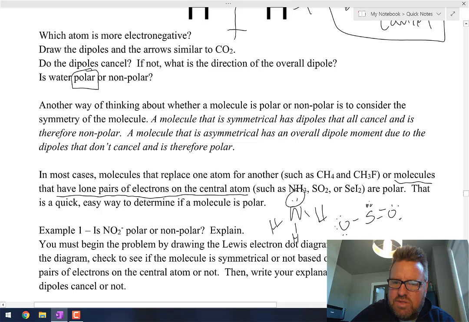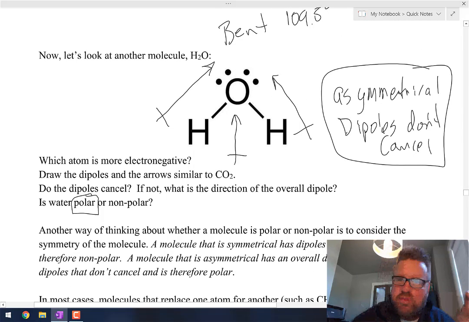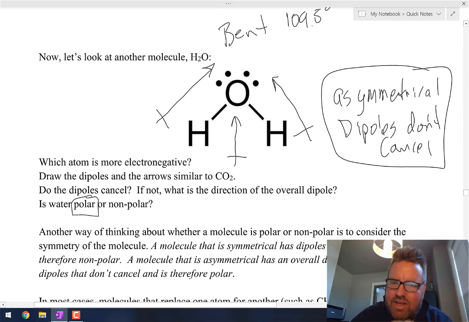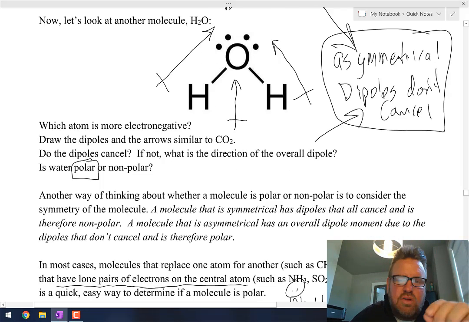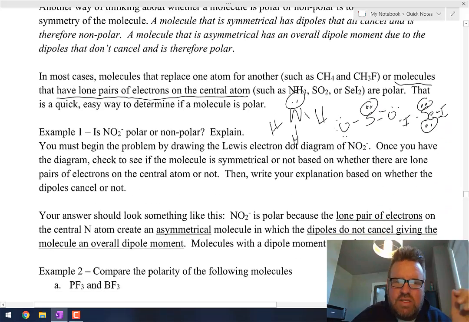SO2 looks like this. Absolutely, SO2 is polar. SeI2 looks like this. Again, I'm not going to put all the dots on iodine, but it looks like that. Polar. In general, if there are dots on the central atom, you know that it's polar. And how are you going to explain that? The lone pairs of electrons on the central atom cause the molecule to be asymmetrical, and therefore the dipoles don't cancel. You could say overall it produces a dipole moment, etc.